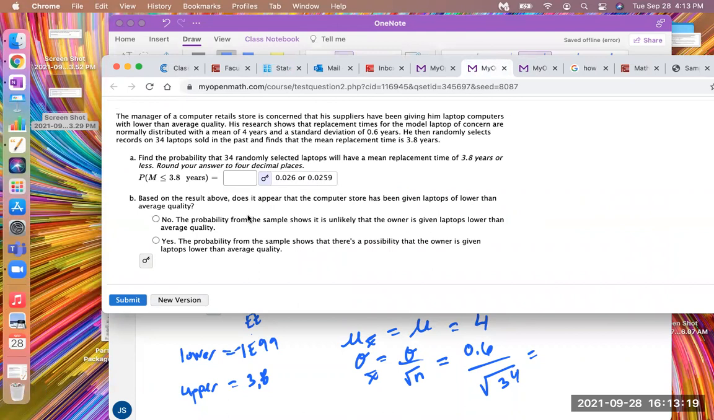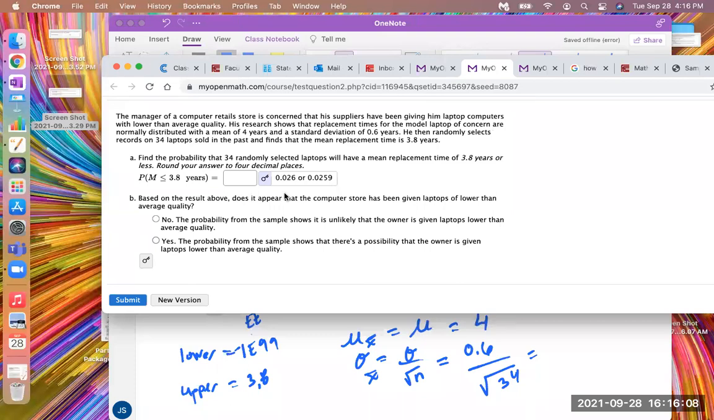And then they asked, based on the results above, does it appear the computer has been given lab tests with lower average scores? If this is unlikely to occur, then most likely these are bad.